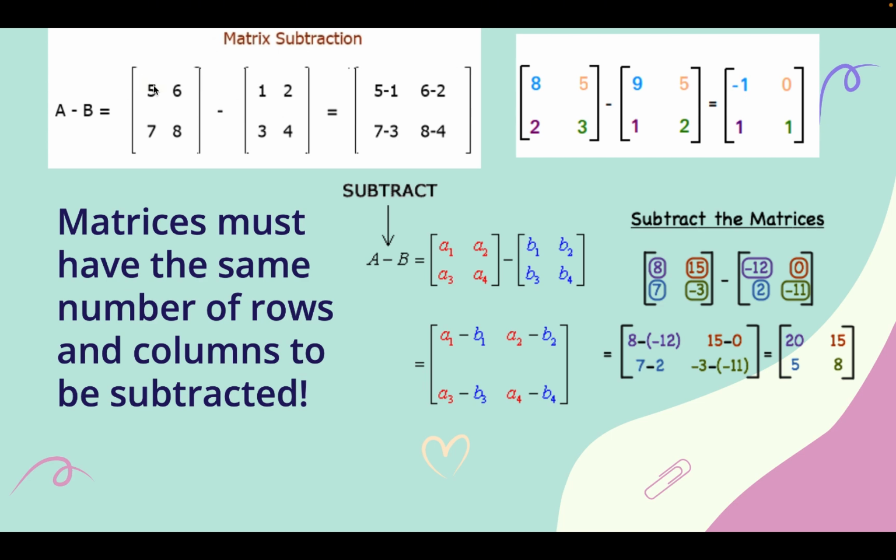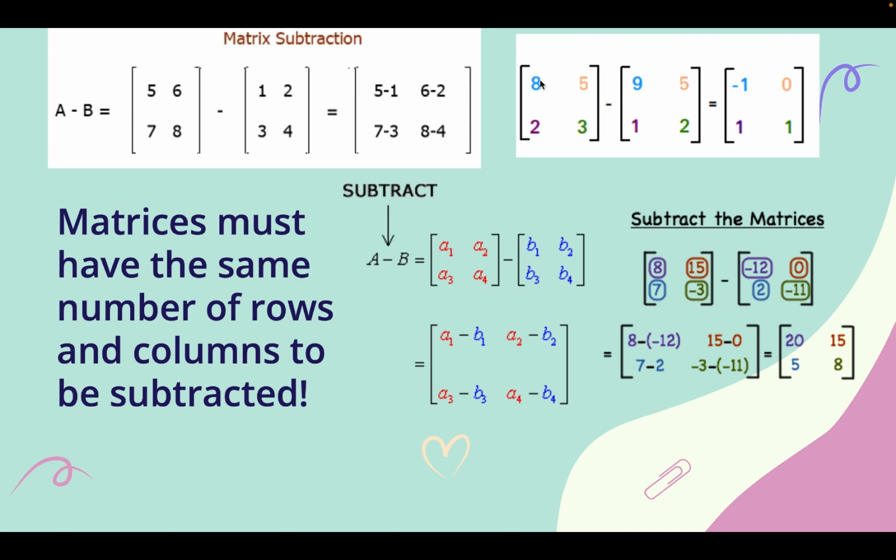So here, you do 5 minus 1, which is 4 for your first element. You would do 6 minus 2, which is 4 for your second element. You do 7 minus 3, which is equal to 4 for your third element. And you do 8 minus 4 for your fourth element. It's that easy.